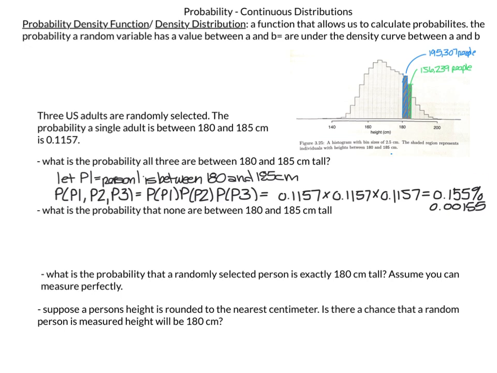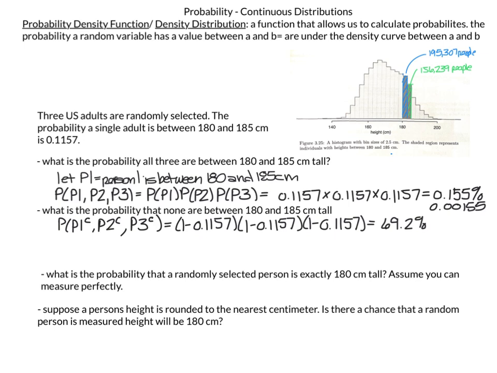It's very small. Our next question: what is the probability that none are between 180 and 185? So it's very similar because they're still independent events. So the probability that P1 complement and P2 complement and P3 complement occur is the probability of P1 complement times the probability of P2 complement times the probability of P3 complement.